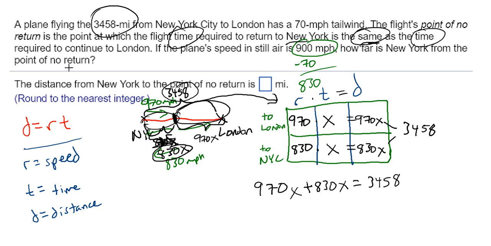Okay. And so we'll solve this equation. We'll just start by combining these together. So we have 970 plus 830, and that's going to be 1,800. So I have 1,800x equals 3,458. We divide by 1,800 to solve for x.